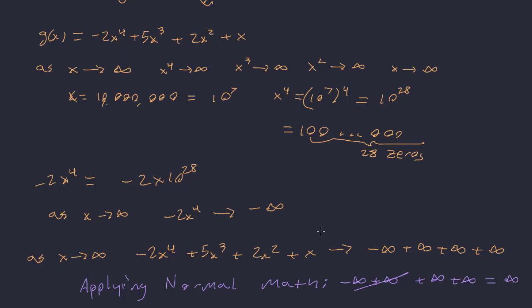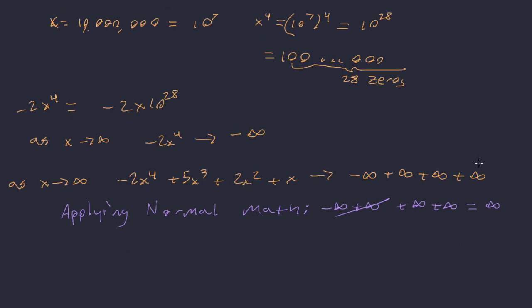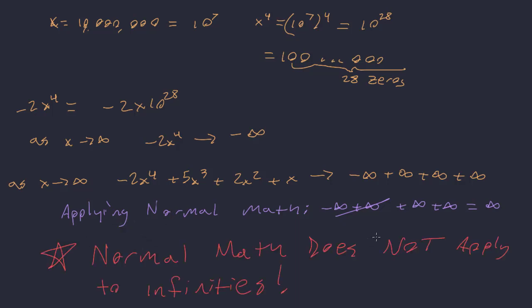So what this tells us is that normal math does not apply to infinities. Because this, as we saw from the graph, goes to negative infinity. But how is it that all of these positive infinities can come together with this negative infinity and still be negative infinity? Well, it has everything to do with which piece is going to infinity faster.